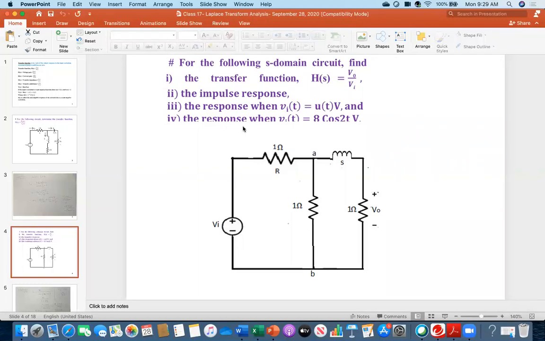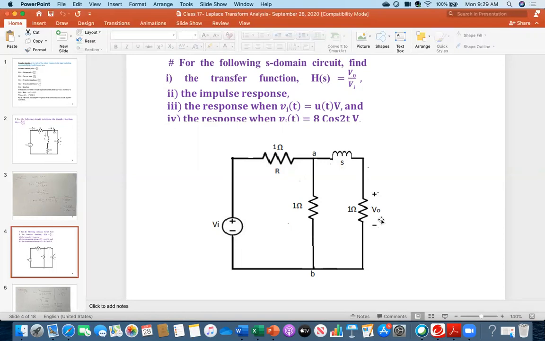And also, what is the response when Vi(t) is 8 cosine of 2t? This means if this Vi(t) is u(t), then what is the response V0(t)? And if this is, then what is the response V0(t)? So therefore, there are 4 questions. So therefore, first let's start the first one.